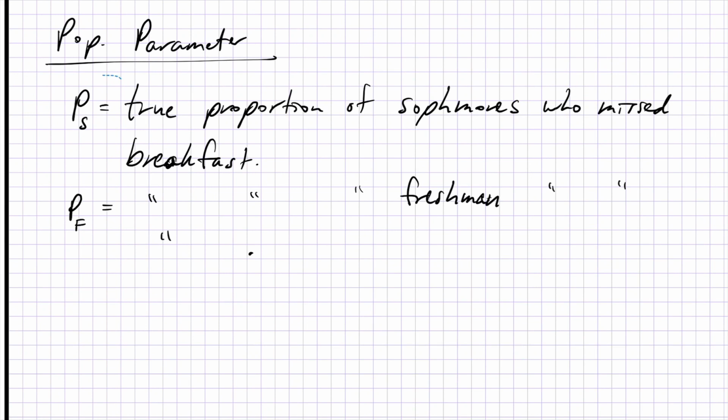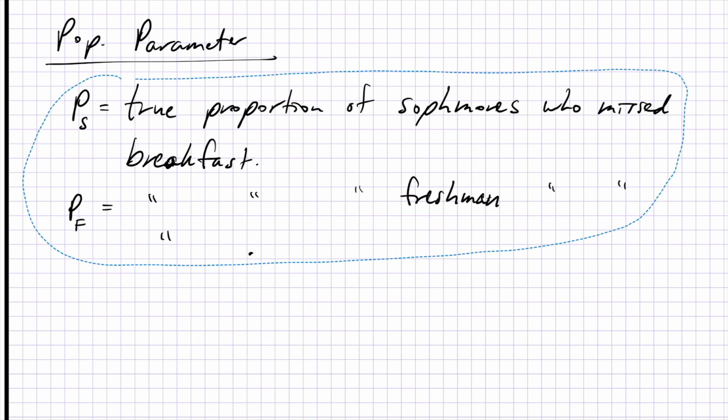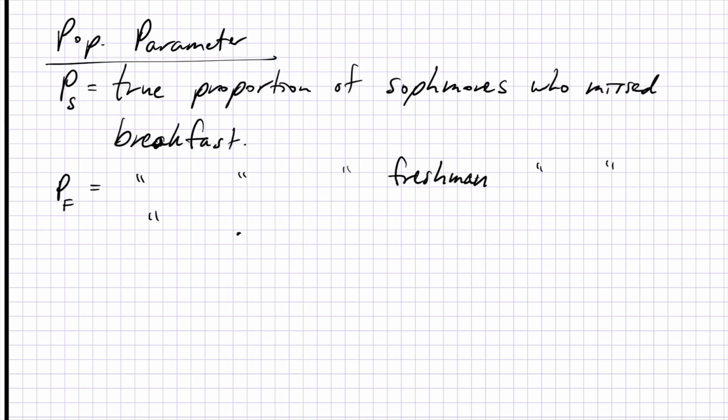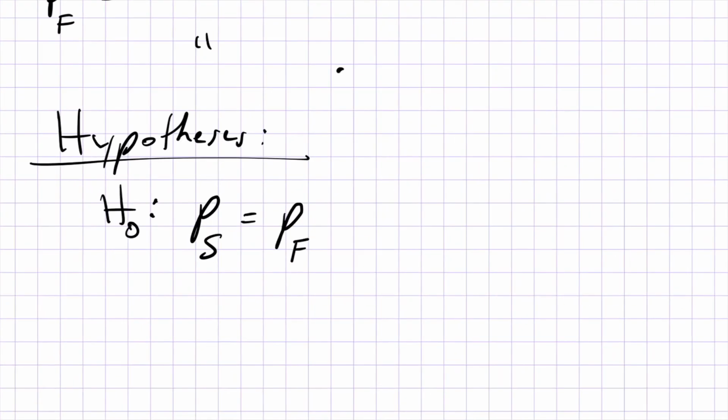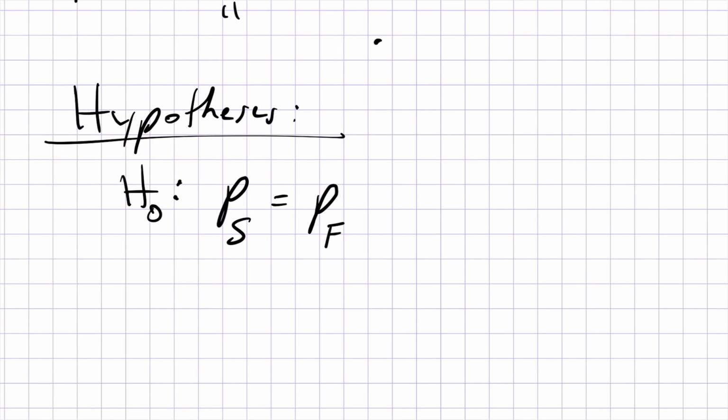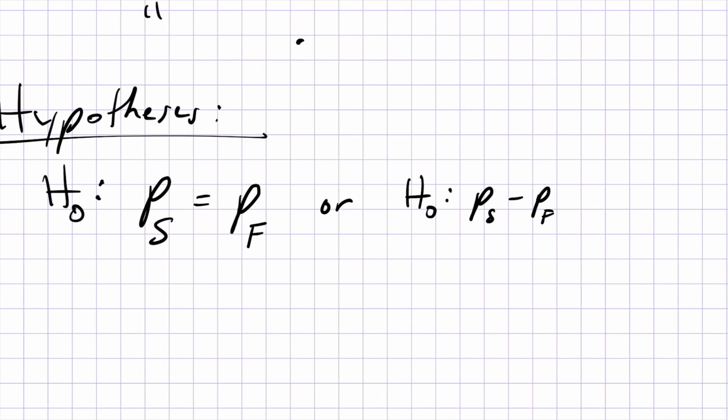Hypotheses. So it's a two proportion test. Anytime we have a two proportion test, the null hypothesis will always be the same. PS equals PF. We don't put P hats in hypotheses. We only put P or mu. So that's one way to write it. You might also see it written a different way. It means the same thing, but I want to show you since it might come up.